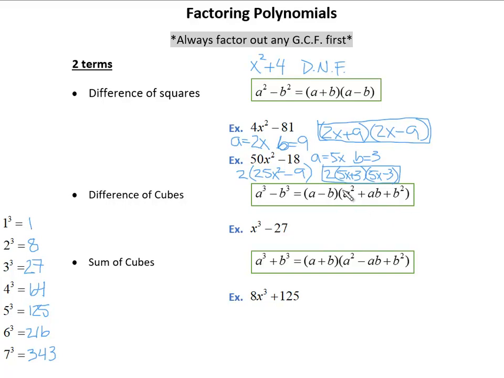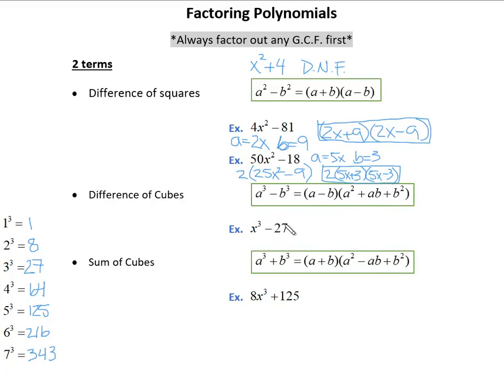The only other difference is the sign of the middle term in the second factor. When it's the difference, it's plus ab. When it's the sum, it's minus ab. Otherwise, they're identical. So it's really just a couple of sign differences here and here. So let's try these out.